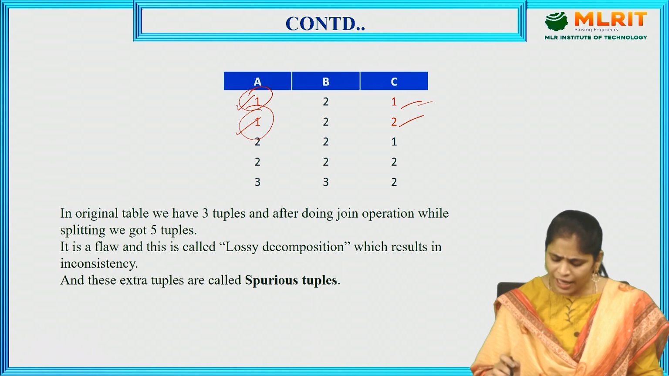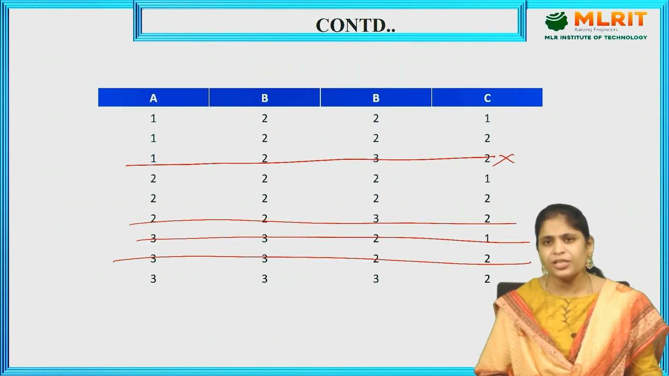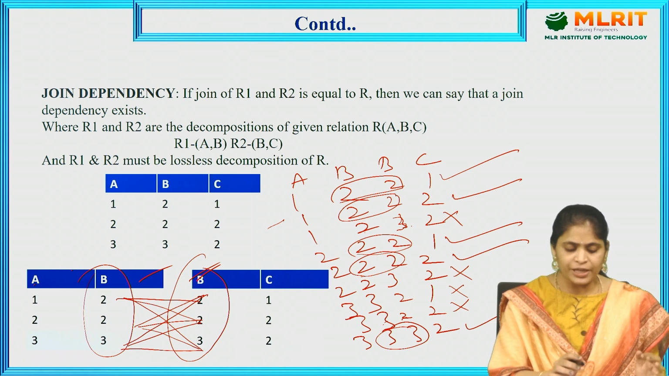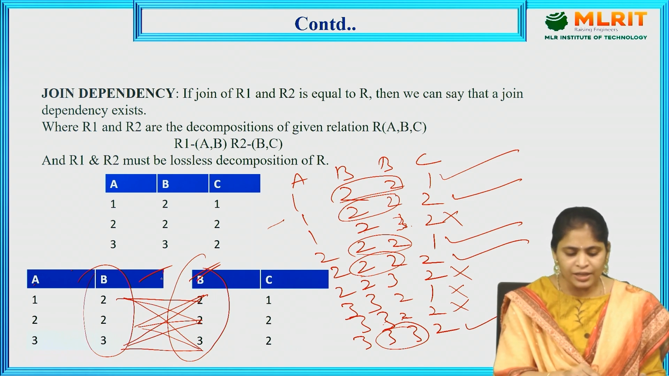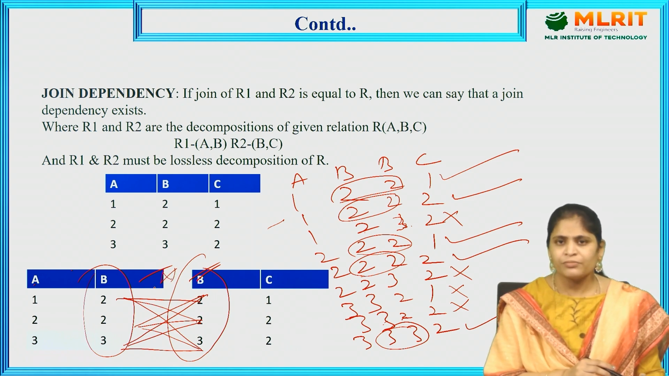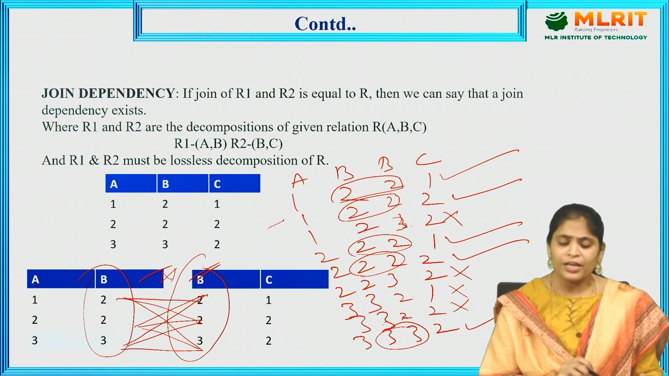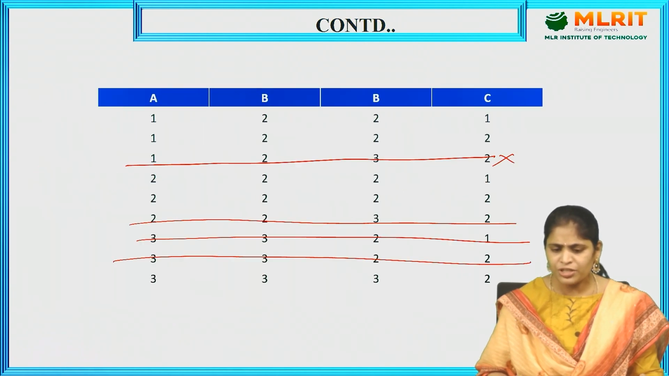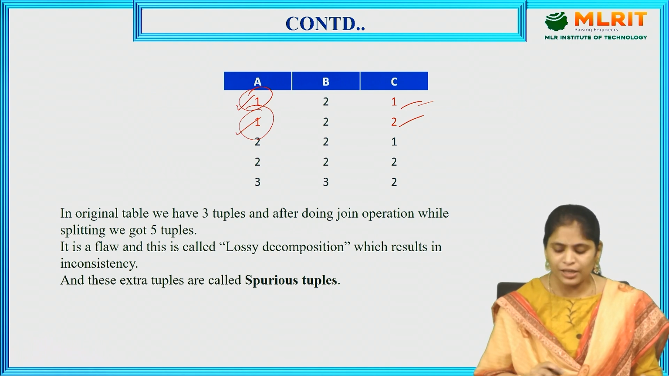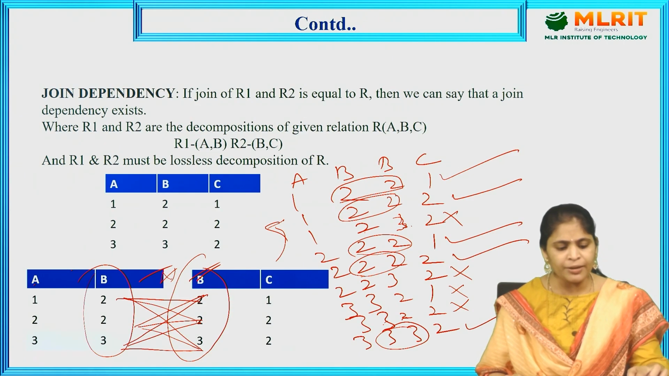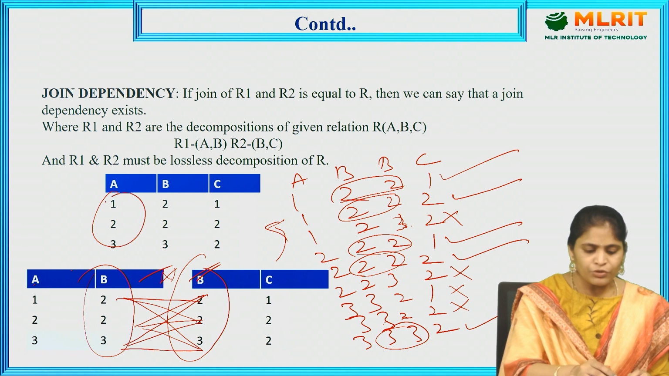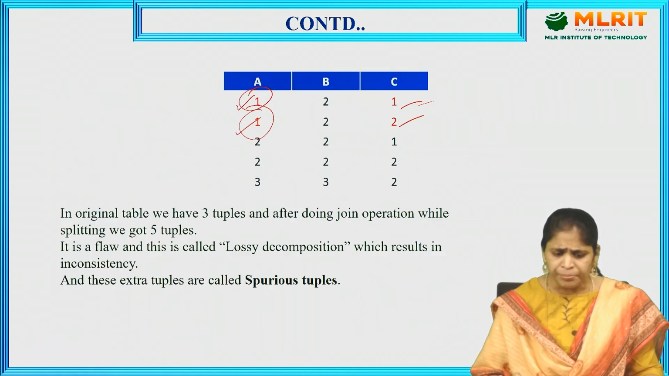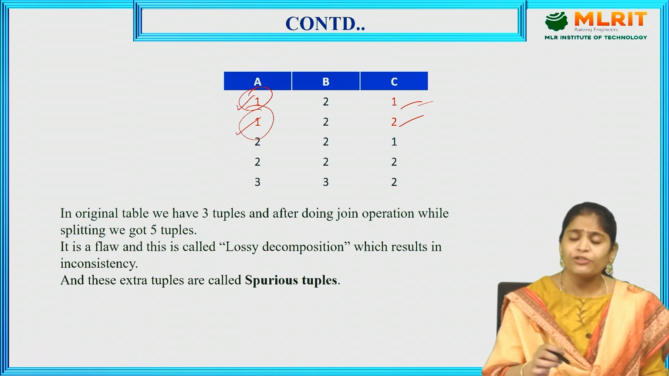We have done the join operation here, right? From the given table, we have split it into 2 tables and we have done the join operation based upon some condition. We need to get the original table back, but here we are not at all getting the original table. We are getting 2 extra tuples. In the original table, we have how many tuples here? Only 3 rows. But after doing the join operation, we have got 2 more extra.